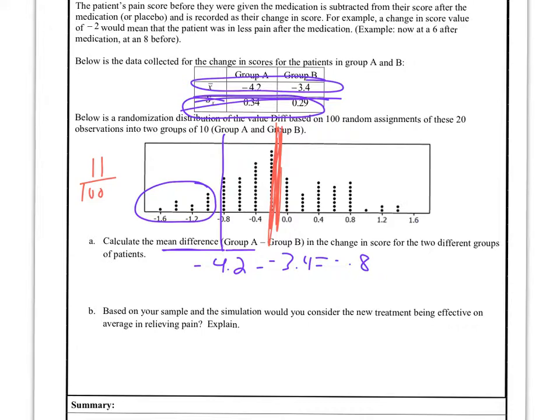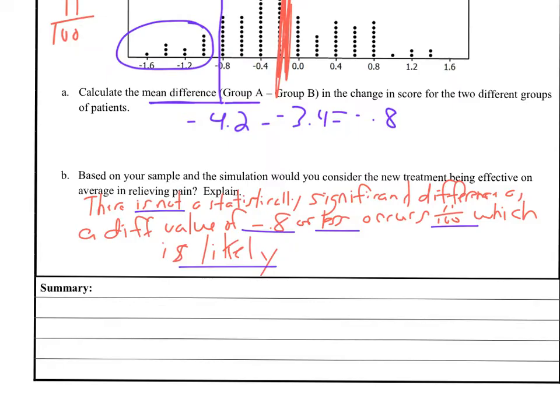Write the conclusion, and then we'll talk about it. Okay, so here we have it. There is not a statistically significant difference as a difference value of negative 0.8 or less occurs 11 out of 100 times, which is likely to happen. And that's it. Again, I underlined the parts that change, and that's that.